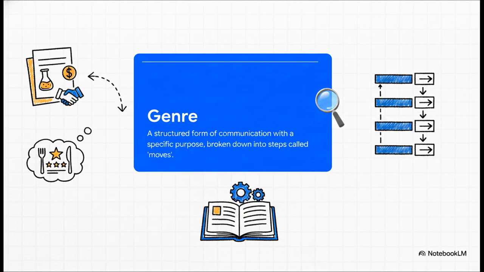Now, in linguistics, a genre isn't about movies or music. It's basically any communication blueprint designed for a specific purpose. A lab report, a business proposal, a restaurant review, they all follow a predictable structure. You know what to expect. And each little step in that structure is called a move.